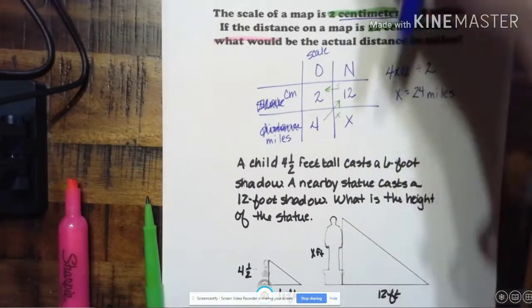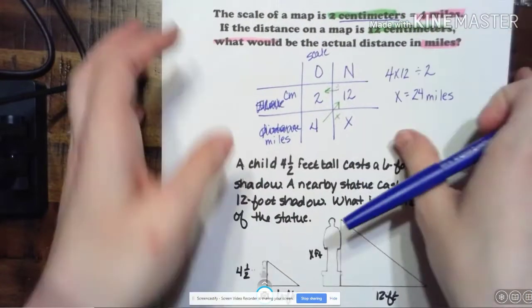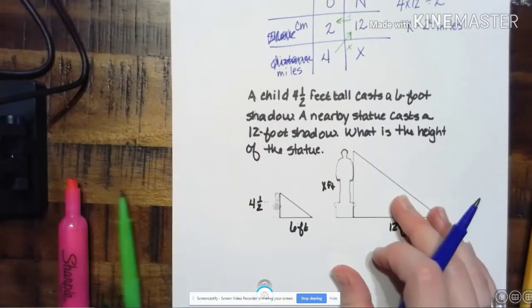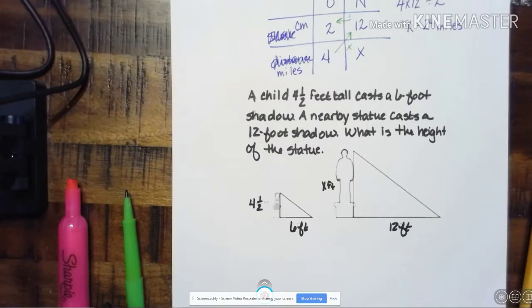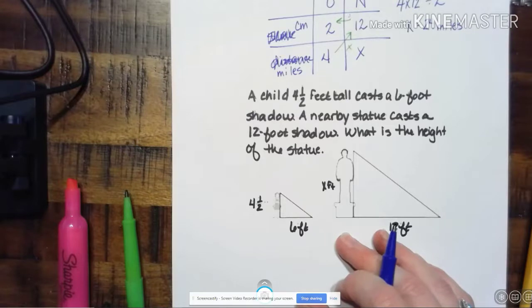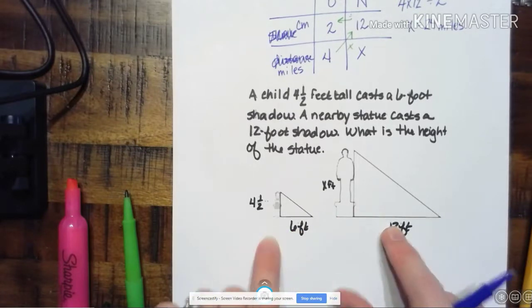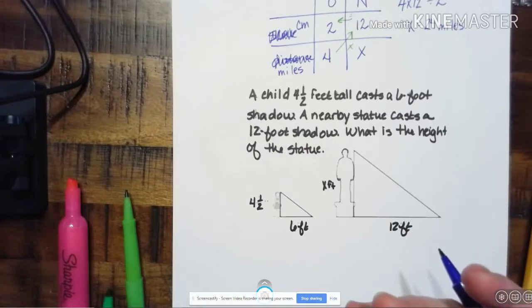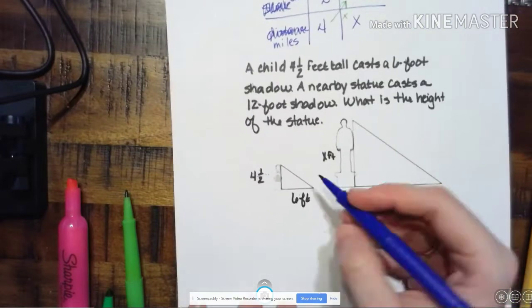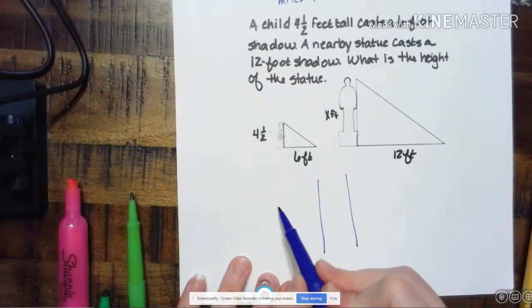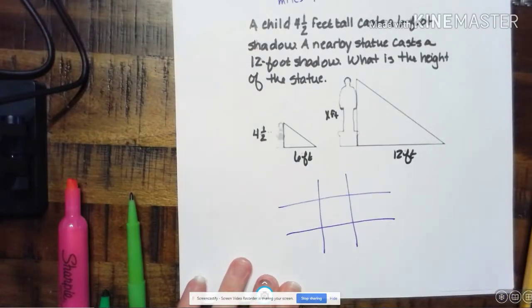So another problem you might see, and this works with, is indirect measurement. So a child 4.5 feet tall cast a 6-foot shadow. A nearby statue cast a 12-foot shadow. What is the height of the statue? So sometimes with these questions, they provide you these nice diagrams. Sometimes they're going to have to draw them for themselves. But again, if you train your kids when they see indirect measurement or they're talking about shadows to do tic-tac-toe, it helps them big time.